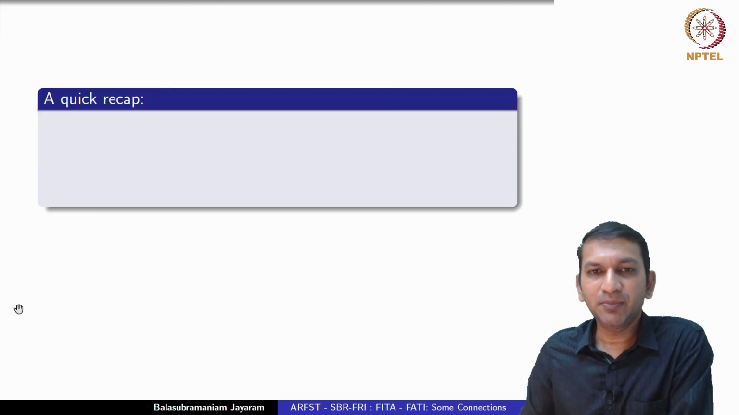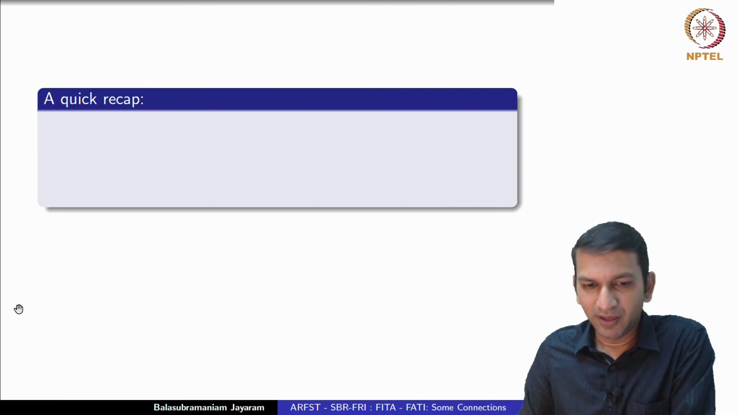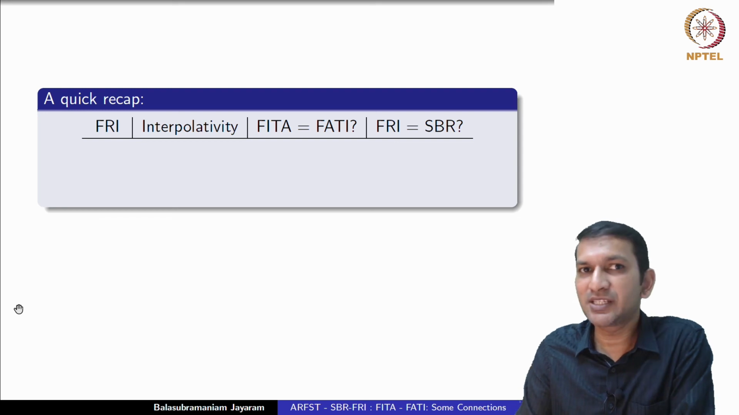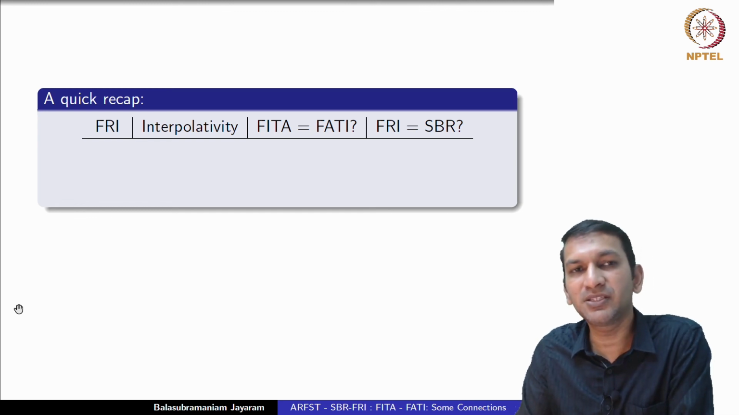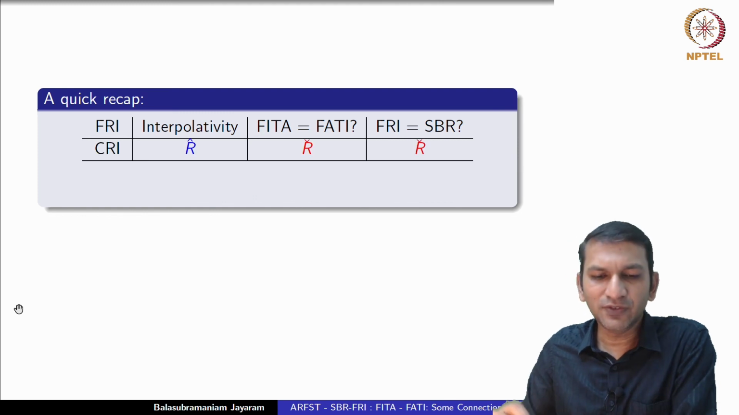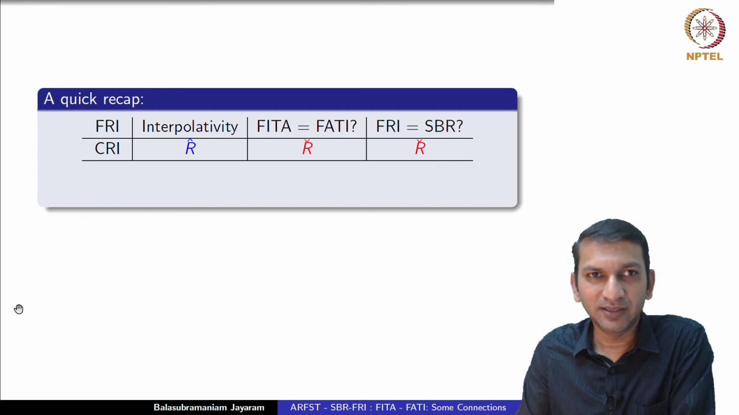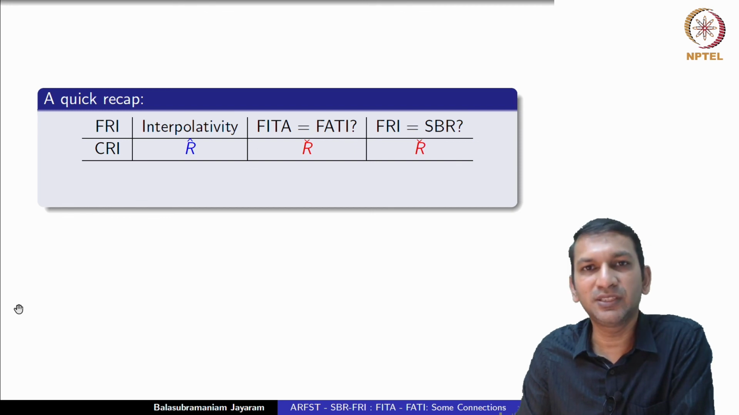Let's have a quick recap of what we have seen in this lecture. In this lecture, given an FRI, we asked two questions. Will the FITA and FATI inference strategies be equal? Will they give the same output? And the second question that we discussed was whether an FRI can also be seen as a similarity-based reasoning scheme. In the case of CRI, while it was R cap which ensured interpolativity, that is, if R cap is a solution of the corresponding fuzzy relational equation, we saw that it leads to interpolativity.